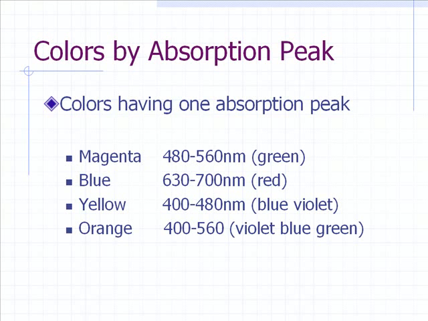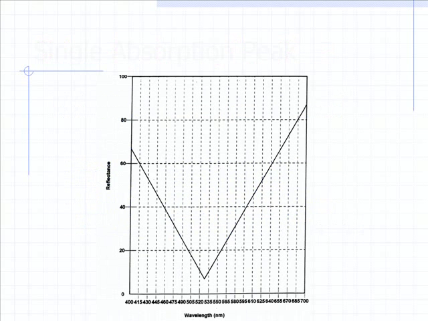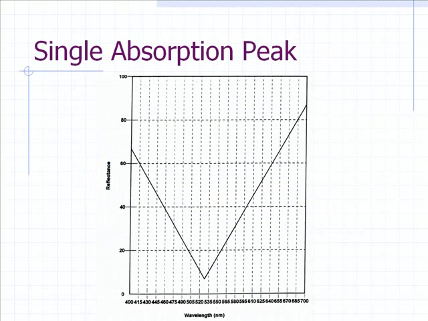Here's a picture of a theoretical single absorption peak. What color would that be if that was a real color? Green. Green would be opposite. Green reflects in the green. See, it absorbs in the green. So what was the color I called it? Magenta. It has a peak in the green area and reflects in the red and blue. So it reflects red and blue, so you get a combination of red and blue.